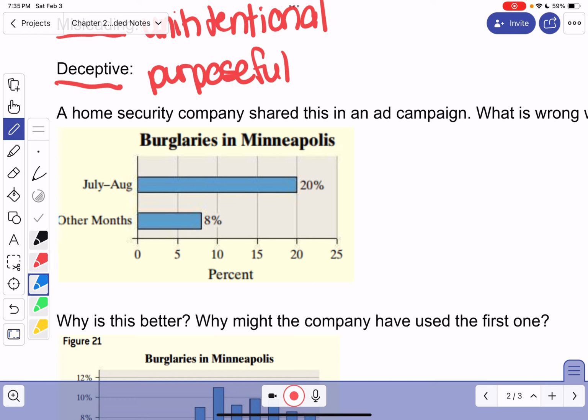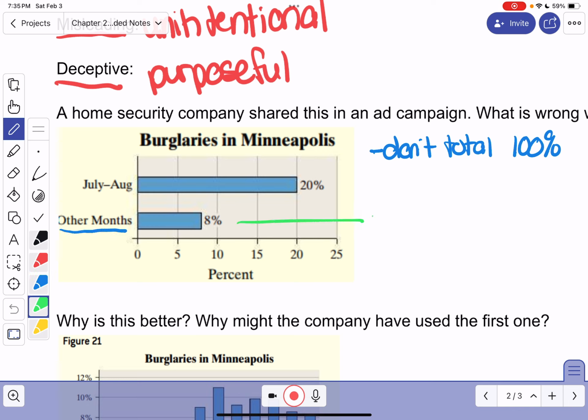Well, one thing, 20% and 8% don't total 100. So we're not really sure what each thing represents. We're not sure what happened to the rest. We don't know if these are all other months combined. What they really are is an average. That's the average on the other months, whereas July and August, they added them together. So that in itself is deceptive because it's saying, hey, 20% is just in these two, while the rest is 8. That's really hard to tell the difference.